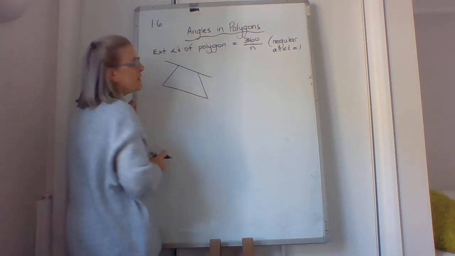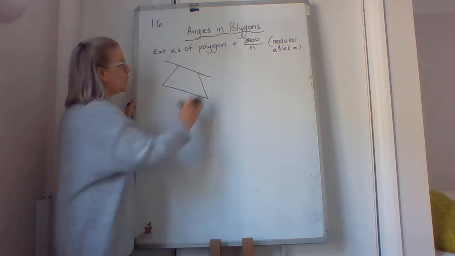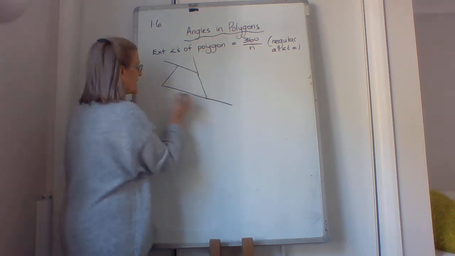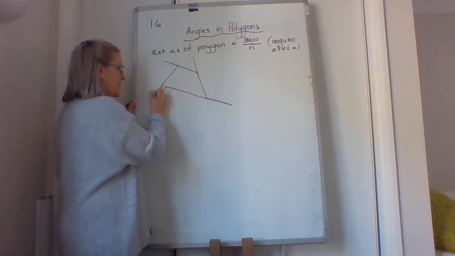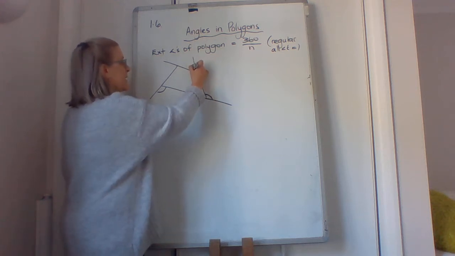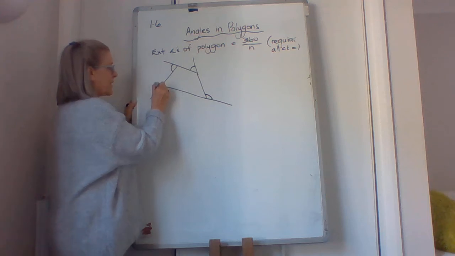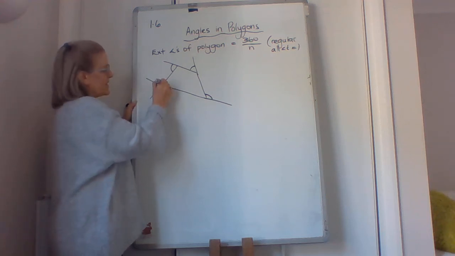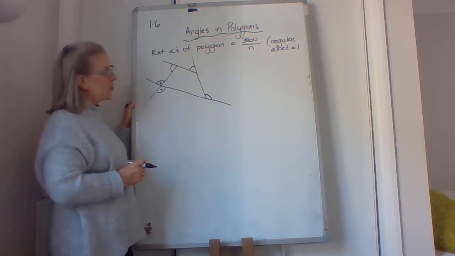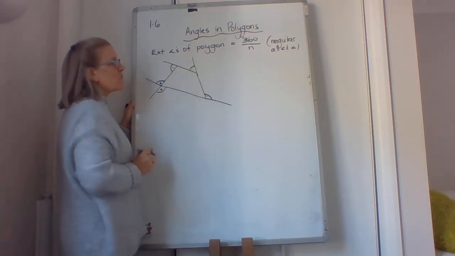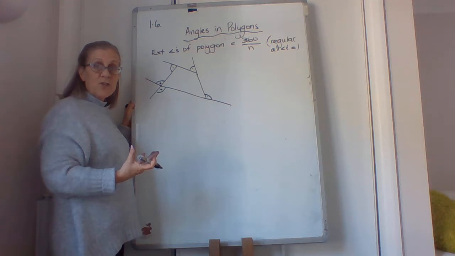So here's a quadrilateral. Exterior angles are formed by the line and its extension. So this one, this one, this one, and this one. And it doesn't matter which way you went. So if I went this way, it doesn't matter because this is the same as this because they're vertically opposite. So these are the exterior angles, and in a quadrilateral, they'd add up to 360.